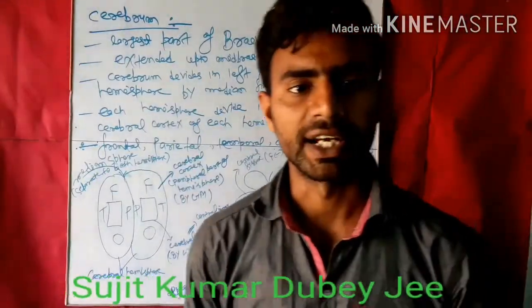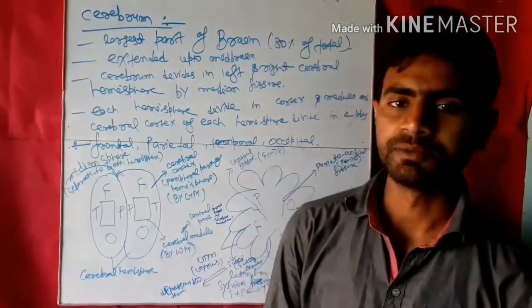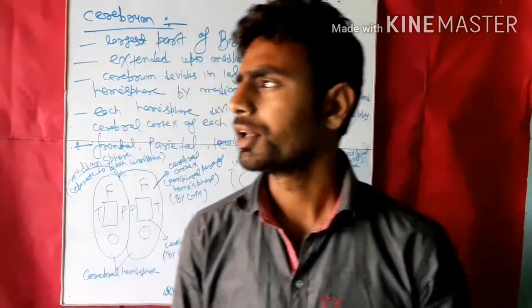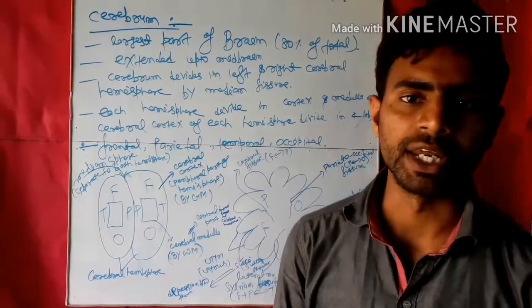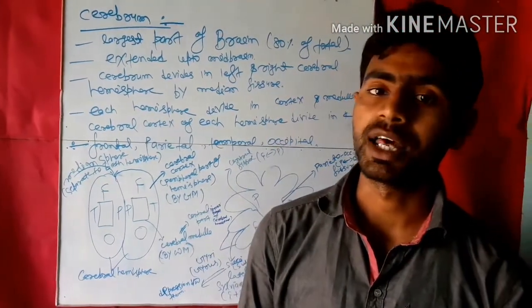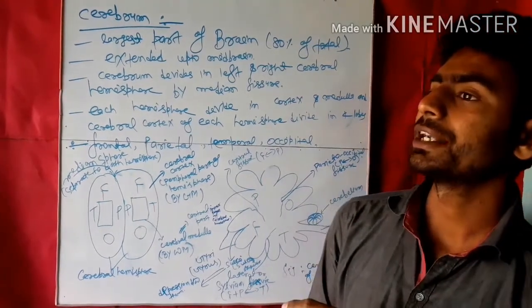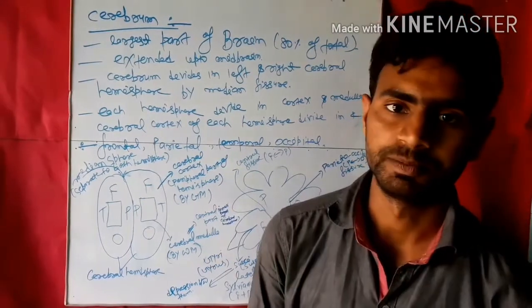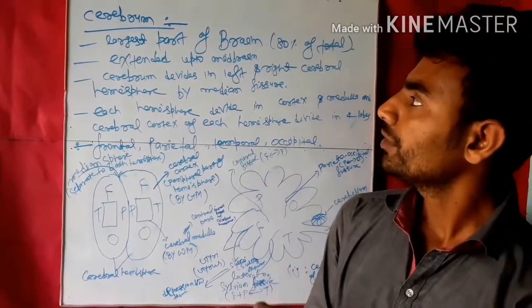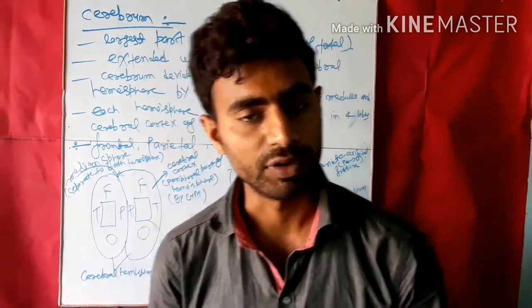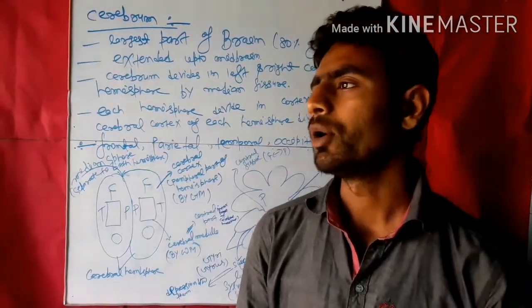Hello everybody, welcome to the second lecture on the human brain. You know that the human brain is divided into three parts: forebrain, midbrain and hindbrain. The previous class covered the forebrain, and today's lecture is about a part of the forebrain, the cerebrum. Today we will take complete knowledge about the cerebrum.